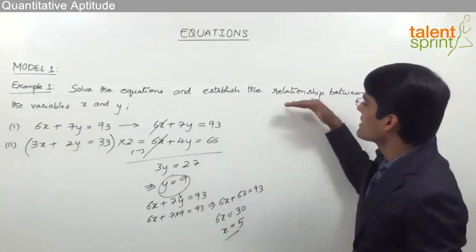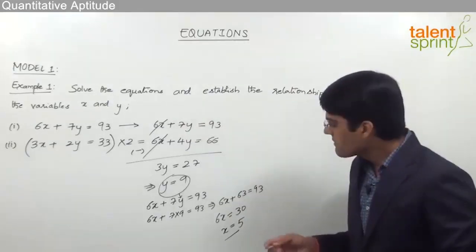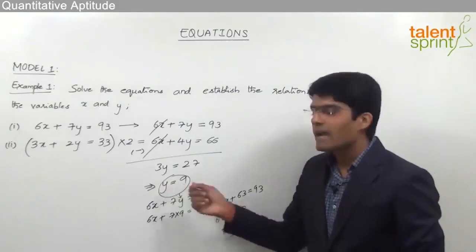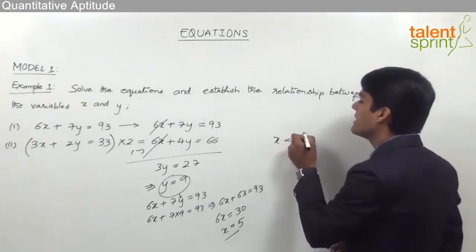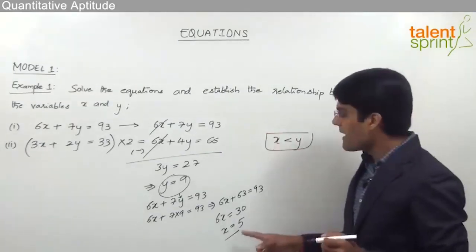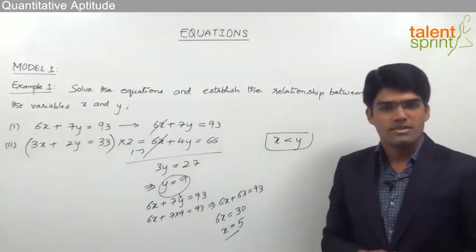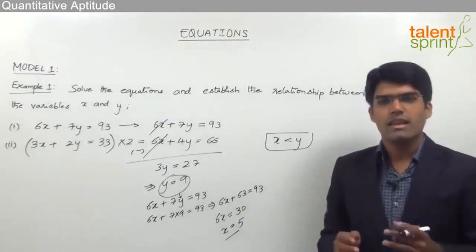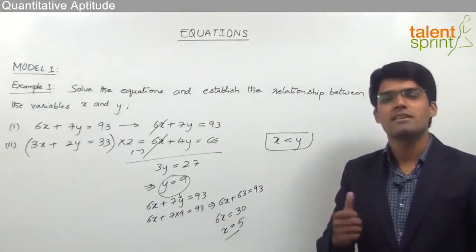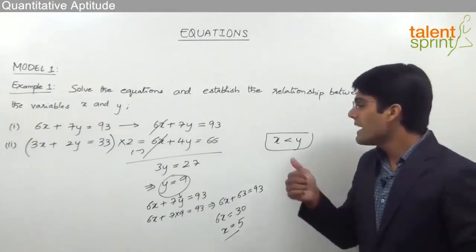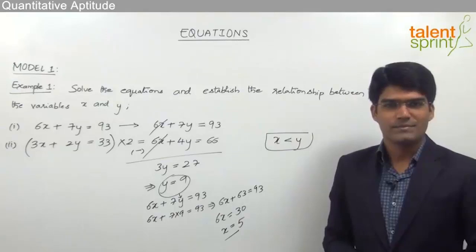Now as given in the question, we are supposed to establish the relationship between the two variables x and y. Here we find that x is equal to 5 and y is equal to 9. So very clearly we can say that x is less than y, since x is 5 and 5 is less than 9. So this is what we are supposed to do in these type of questions. Simply solve both the equations and find out the values of the two variables or the two unknowns, and then establish the relationship between the two variables as x is less than y, or it may be x greater than y, or x equals to y.